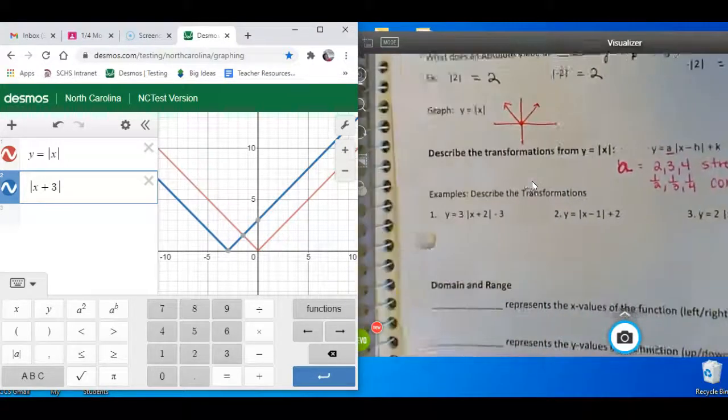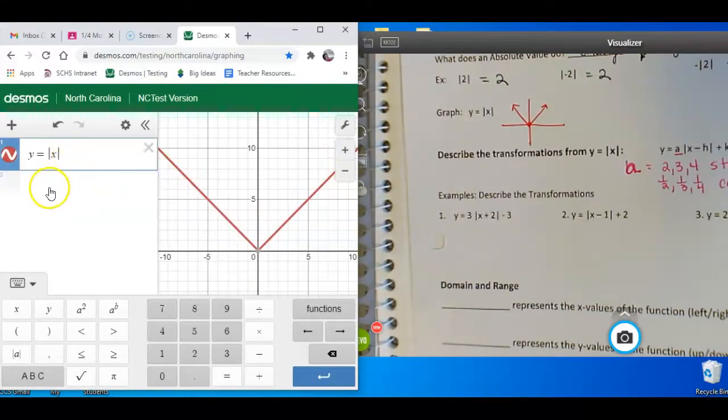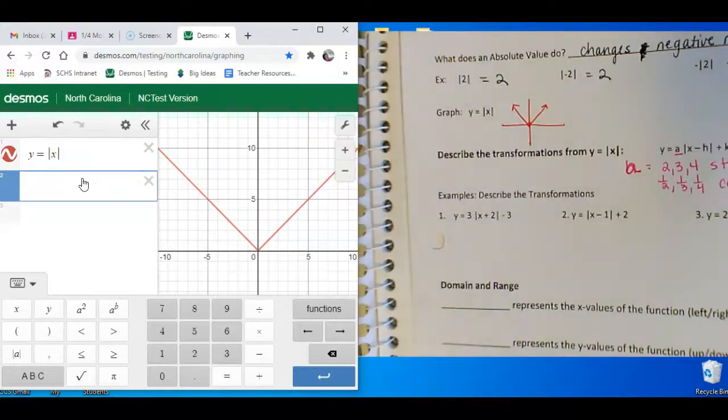Okay? So let's look at the first one. The question says for us to describe the transformations. So I'm going to keep that y equals absolute value of x in there. And then I'm going to graph what I want to figure out, because I want to compare the new one to this one. Okay? So I'm going to just plug it in there. 3 absolute value of (x plus 2) minus 3. So the green one's what I'm looking at. Okay?